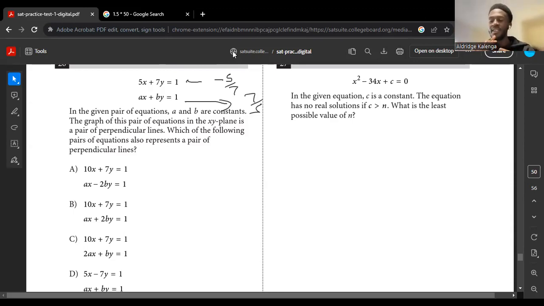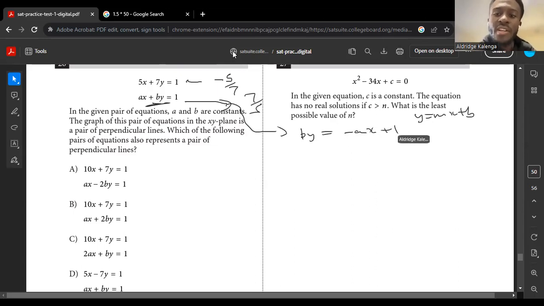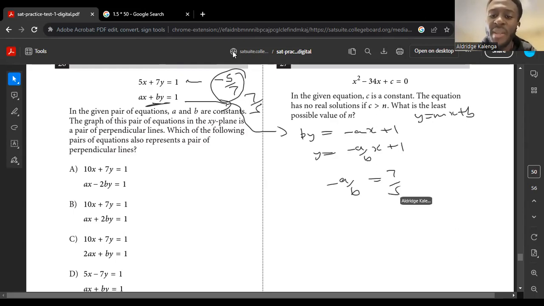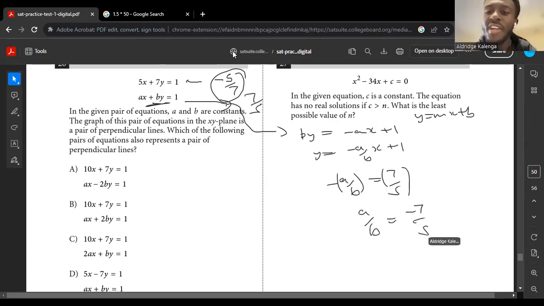All right, so what we're doing here is, okay, fine, let's do it the long way. Since you guys are not sure if I'm with you, I'll put it in the form y = mx + b. So I'll get this equation here: by = -ax + 1. So the gradient here is -a over b. But we know that if this one is -5 over 7, then -a over b should be equal to 7 over 5. If we want, we can multiply both sides by a negative, or we can factor out a negative, however you want to look at it. So you can say a over b is equal to -7 over 5. So it means your a is -7, your b is 5.